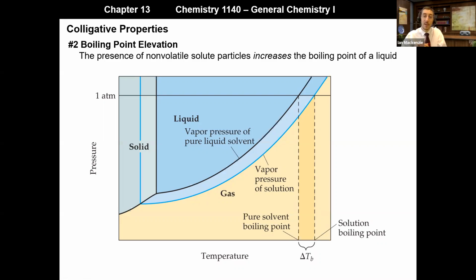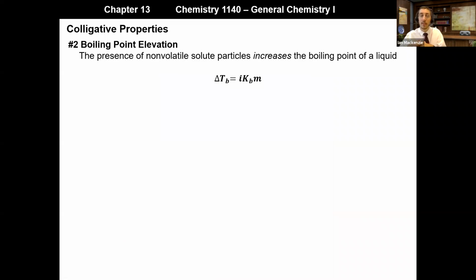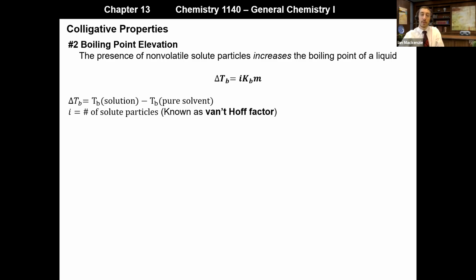Now, we can nicely correlate this change in boiling point quantitatively. So we can correlate the change in boiling point temperature to the solution concentration. That's little m here in molality. So this expression here, delta T_b, is simply the boiling point for the solution minus the boiling point of the pure solvent. i is known as the van't Hoff factor, and this is simply the number of solute particles.